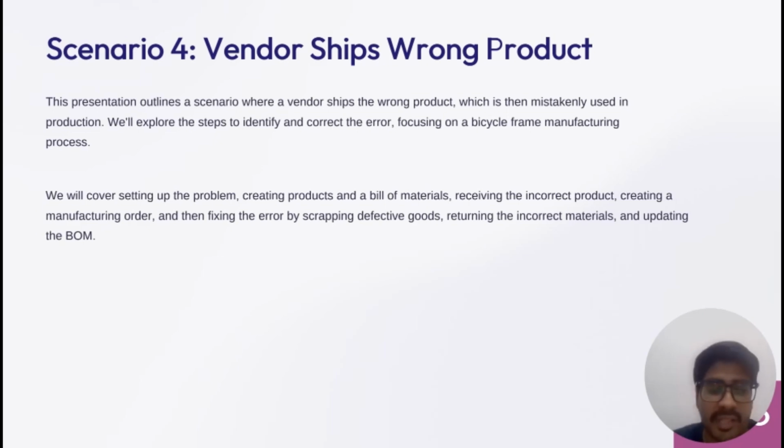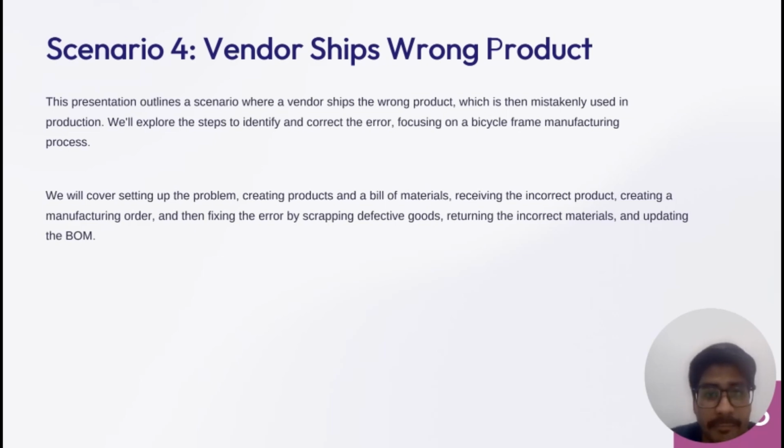In this scenario, the vendor ships aluminium bolts instead of the correct product, which is stainless steel screws, for producing bicycle frames. This mistake was only discovered after the production process, and the wrong components were already being used in the production of the bicycle frames. Our goal is to demonstrate how this error is identified and rectified using the Odoo system, ensuring that the correct materials are used and inventory is updated accordingly.